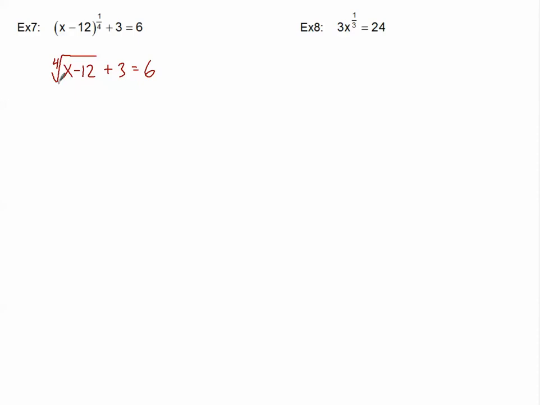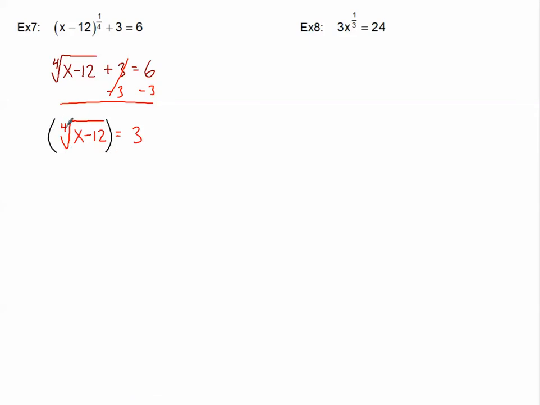In this case, we still need to isolate the radical because we still have this 3. So let's subtract the 3, and we will have the fourth root of x minus 12 is equal to 6 minus 3, which is just 3. So now that it's isolated, and I know that it can happen because an even root can be equal to 3, as long as it's not equal to negative, I'm going to take both sides.